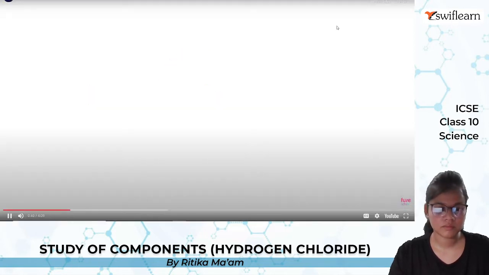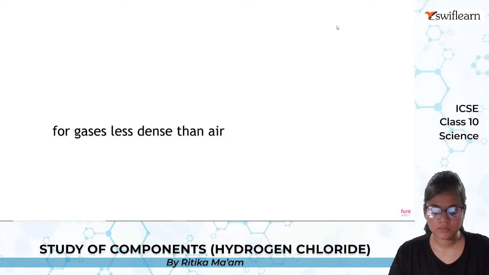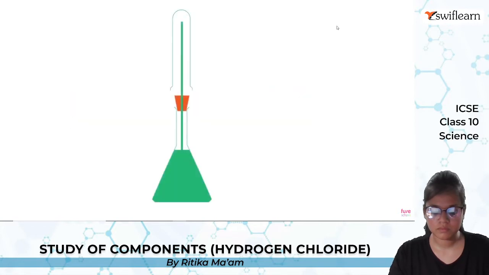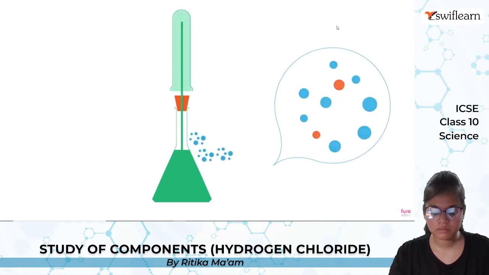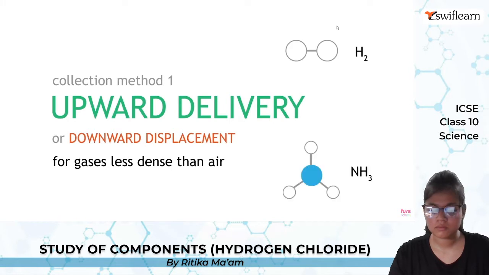From the introduction, we already know that a gas less dense than air rises. These gases are collected using a method called upward delivery. The collection vessel is inverted so that the gas is able to displace the air inside it as it rises upwards. Since air is pushed downwards, this method is also called downward displacement. Hydrogen gas and ammonia are collected using this method.